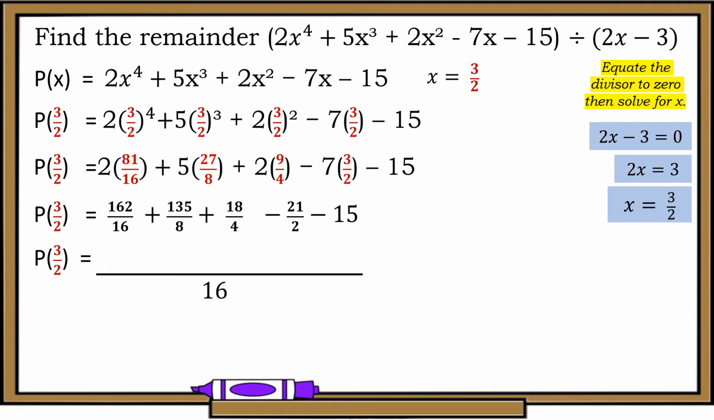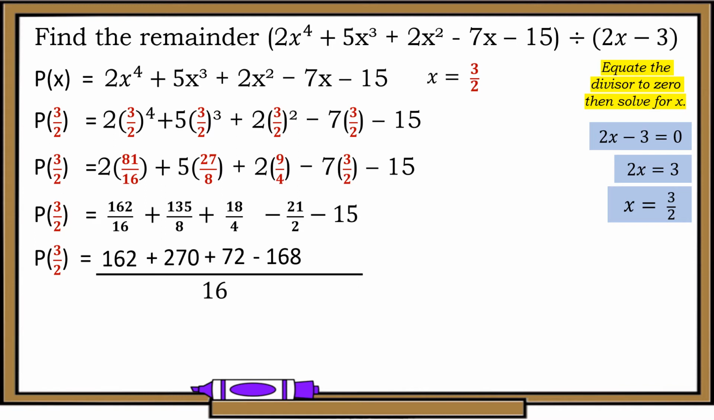Then you divide. 16 divided by 16, 1. 1 times 162 is 162. Plus, 16 divided by 8 is 2. 2 times 135 is positive 270. Then, 16 divided by 4, 4. 4 times 18, positive 72. Then, minus 16 divided by 2 is 8. 8 times 21, 168, or minus 168.